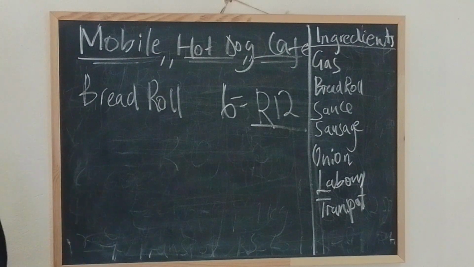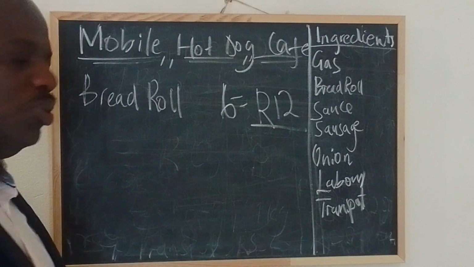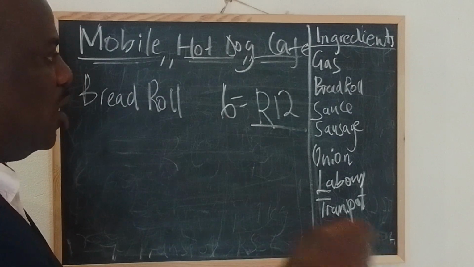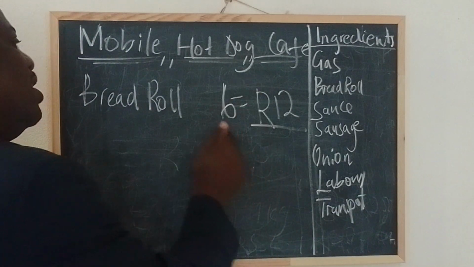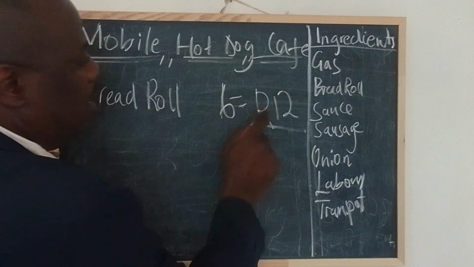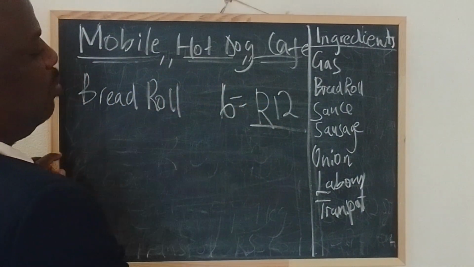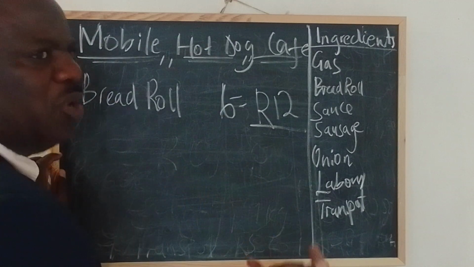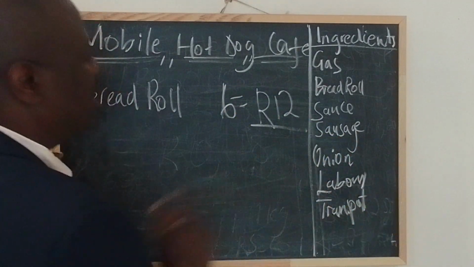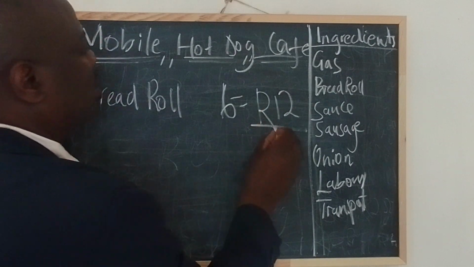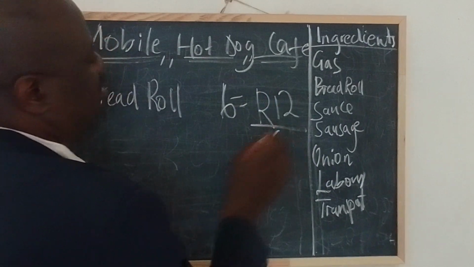Now, for us to put a hot dog on the table for the customer, we need to buy a 6-pack of hot dog rolls, and we need to understand how much it costs us per hot dog to deliver it to the customer. So we will divide by 6.